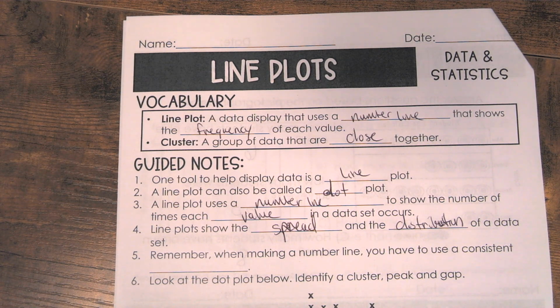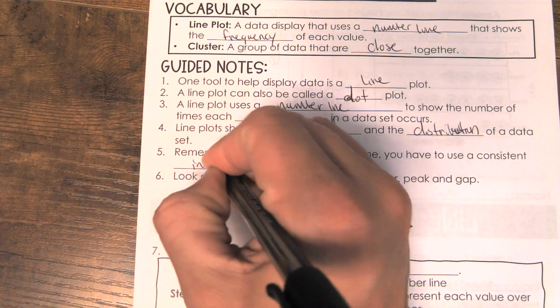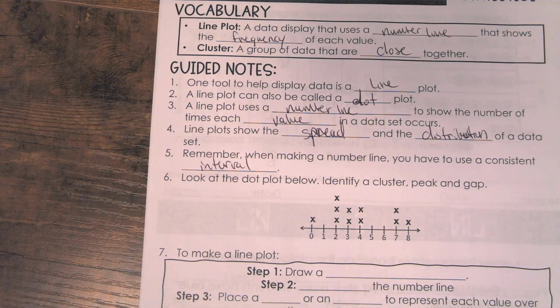And whenever you're working with a number line, you always have to have a consistent interval. You've got to go up by the same amount. If you go by 2s, you have to go by 2s for the whole thing. If you go up by 1s, you go by 1s for the whole thing. You can go by 10s, you can go by 5s. Whatever you need to do, find the pattern, but keep it.